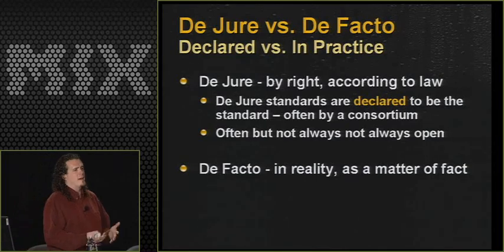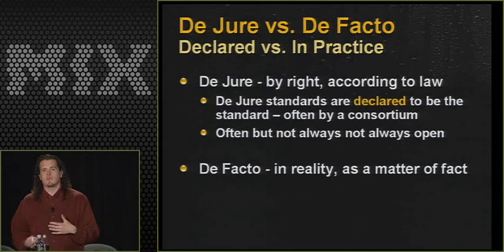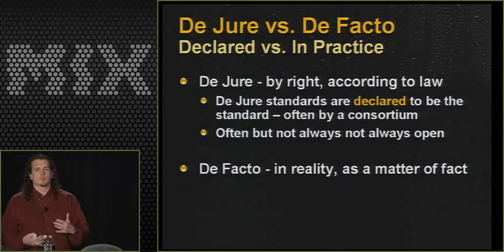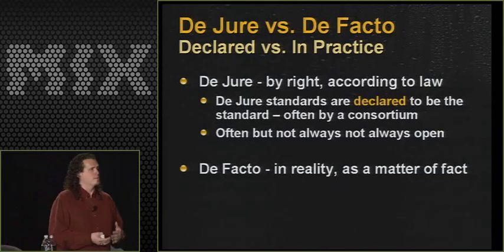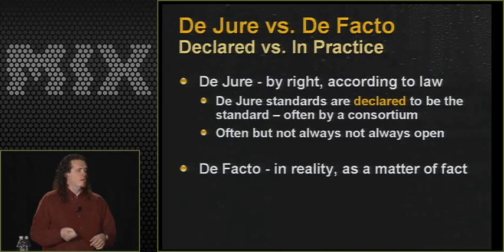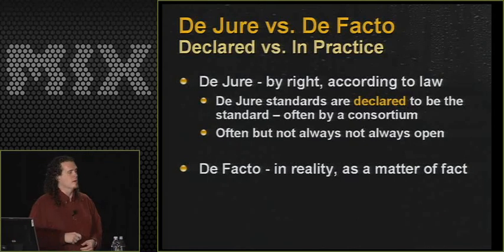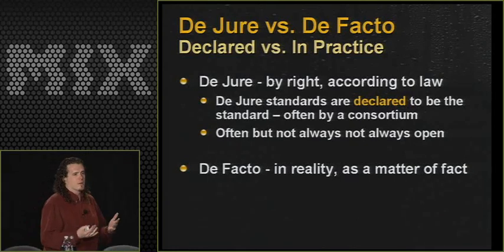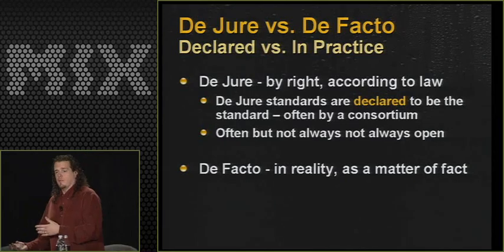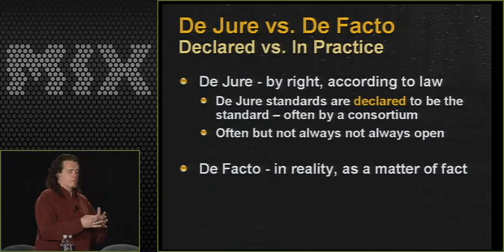De facto, by comparison, is really, it's in practice. It's what really happens in the real world. If you look at de jure standards that are used on the web today, obviously HTML, CSS, XML, all of these are de jure standards that actually are declared to be the standard by a consortium, by a group of companies. On the other hand, if you look at some of the de facto standards that are in use on the web today, there's tons of them, right? I mean, Flash is a great example. PDF is a good example. ActiveX is actually a pretty good example. It is used on the web fairly heavily in a particular way.